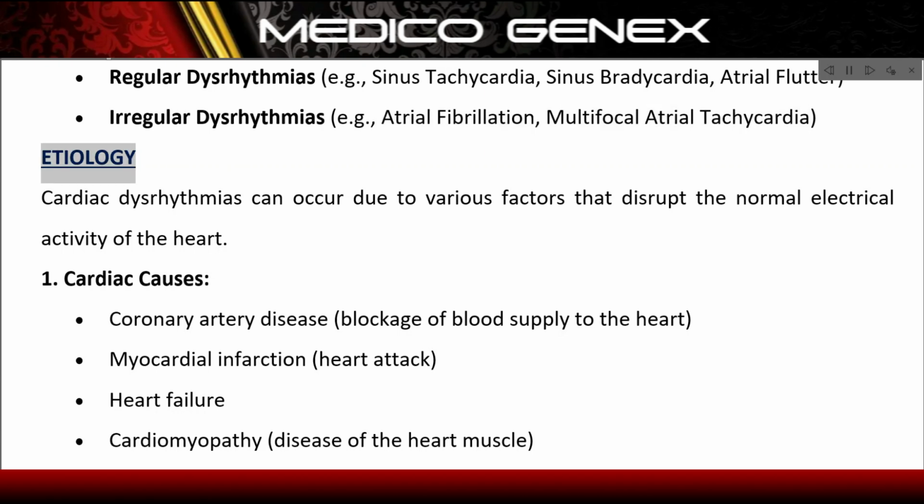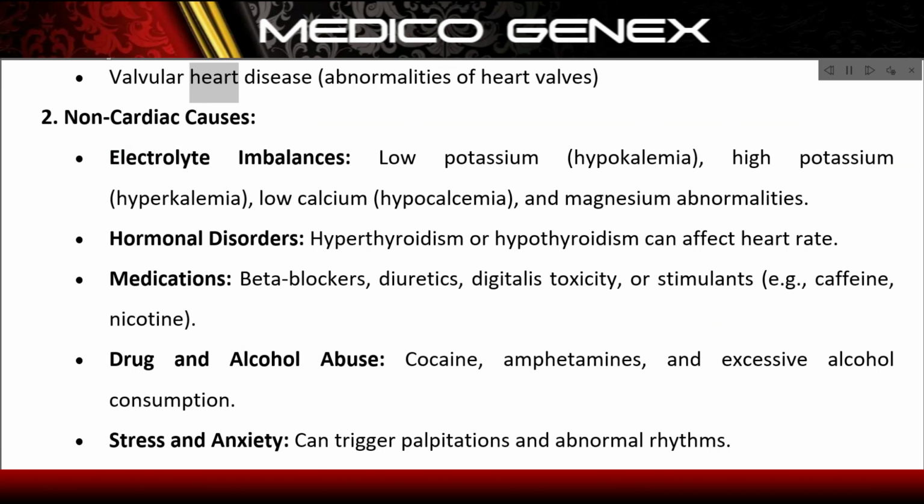Etiology. Cardiac dysrhythmias can occur due to various factors that disrupt the normal electrical activity of the heart. 1. Cardiac causes. Coronary artery disease, blockage of blood supply to the heart. Myocardial infarction, heart attack. Heart failure. Cardiomyopathy, disease of the heart muscle. Valvular heart disease, abnormalities of heart valves.